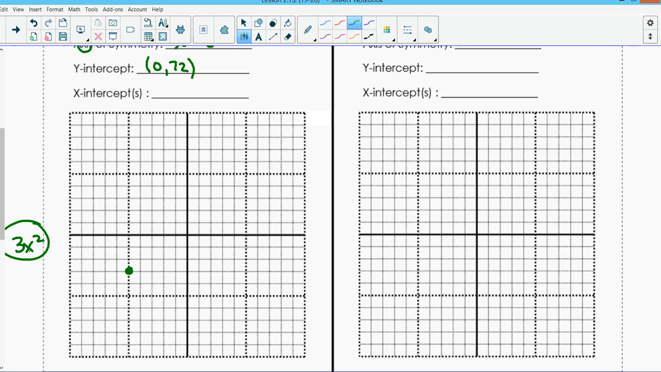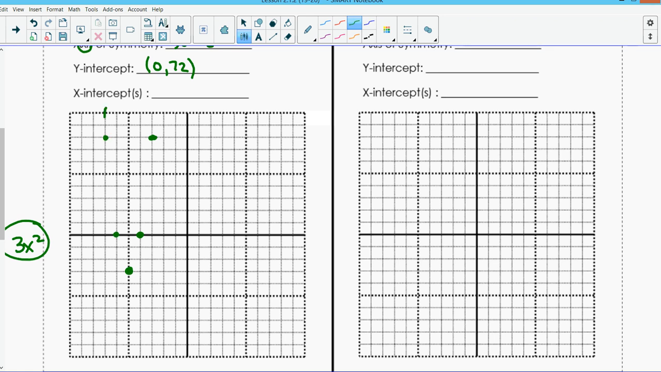Okay, so I'm going to move right, square, and multiply by 3. So I move right 1, squared is 1, but times 3 means I move up 3. There's one of my x-intercepts. If I move right 2, 2 squared is 4. 4 times 3 is 12. So if I move 4, 9, 10, 11, 12. Okay, and then I can find my symmetrical points.